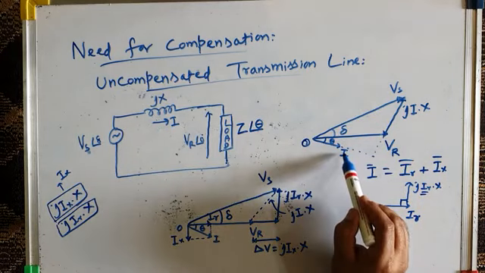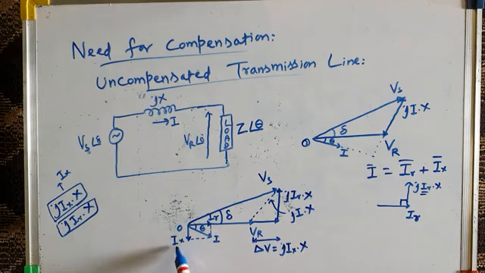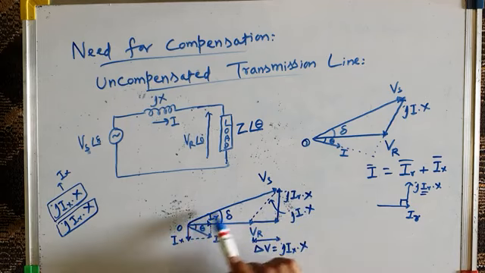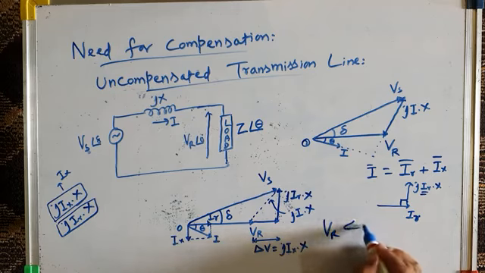But if you resolve this I into in-phase component IR and out-of-phase or quadrature component Ix, then you can show both the voltage drops. Voltage drop because of out-of-phase component is given by delta V equal to jIx into X in this direction, and voltage drop because of in-phase component of current is jIR into X. And this is your total voltage drop, jI into X, and this is Vs. Now again you can see Vr is less than Vs, or in other words, Vs is greater than Vr.